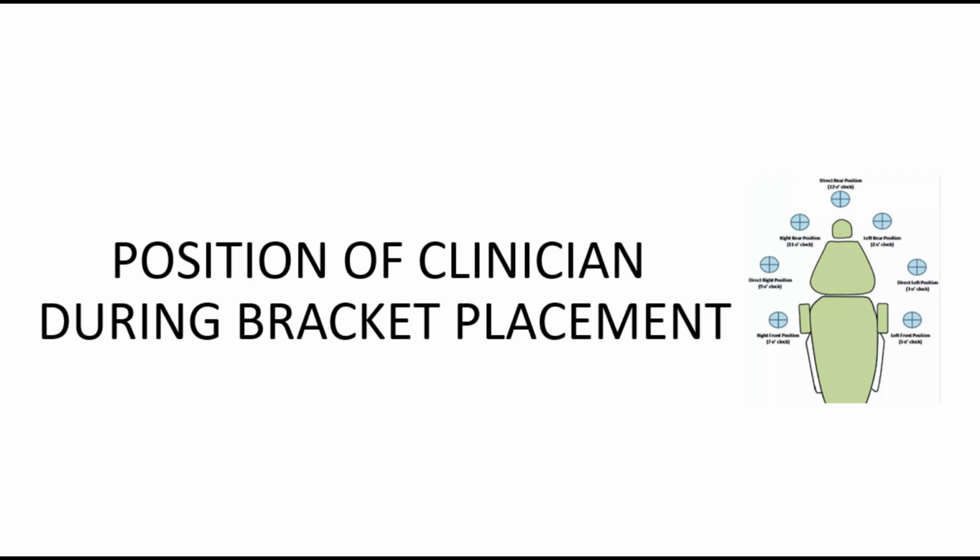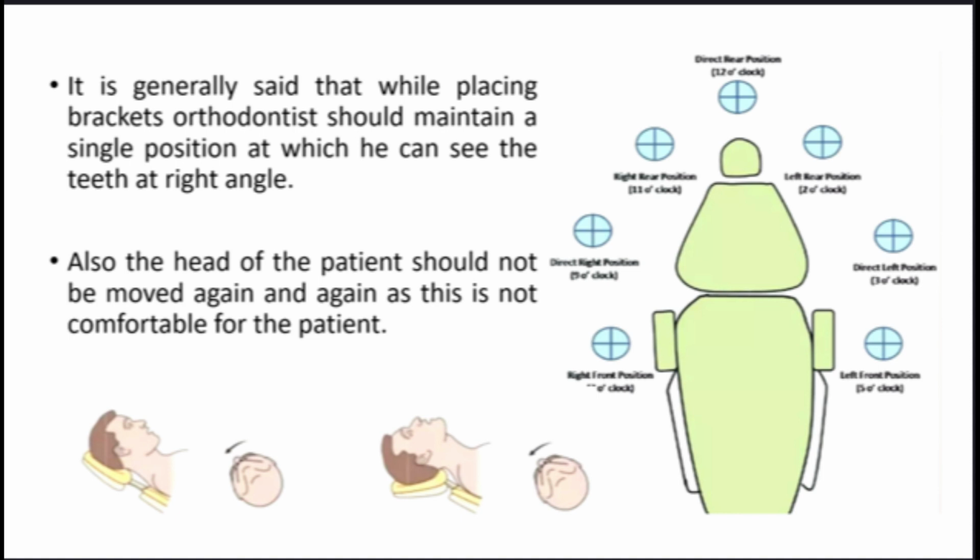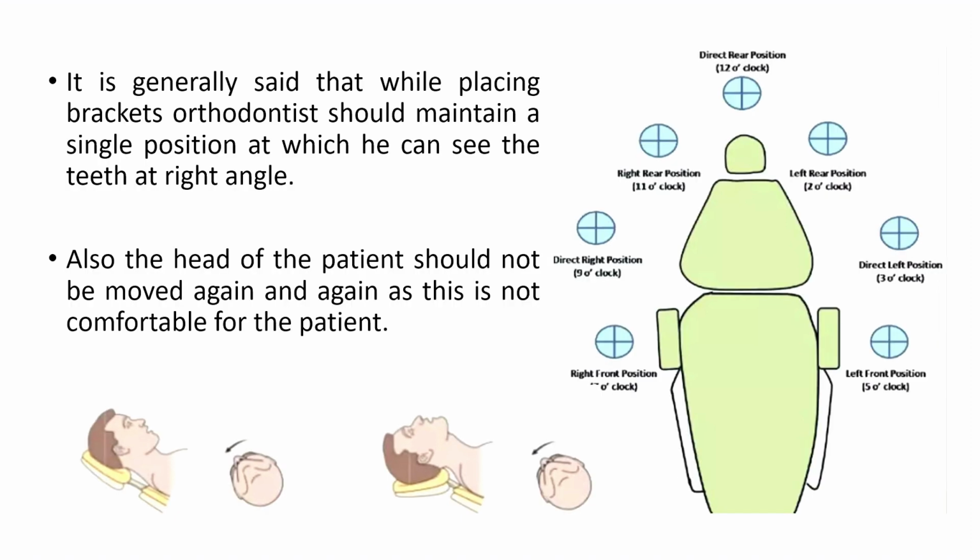Hello, today the topic is position of the clinician during bracket placement. It is generally said that while placing brackets, the orthodontist should maintain a single position at which he can see the teeth at right angle. Also, the head of the patient should not be moved again and again, as this is not comfortable for the patient.